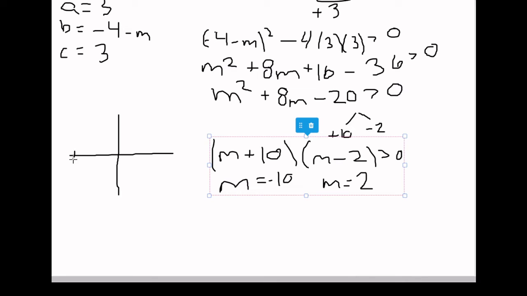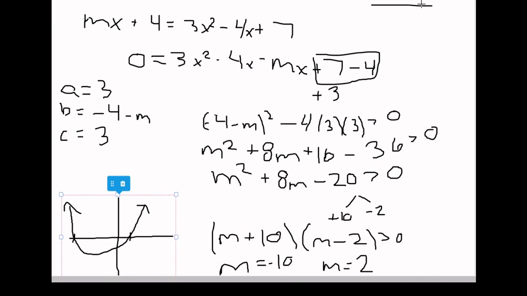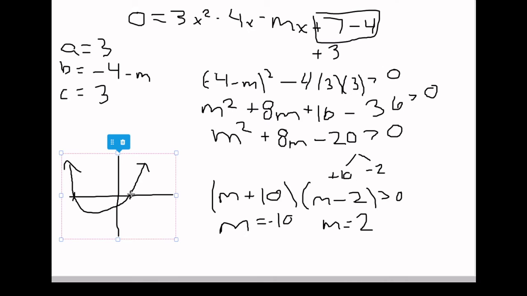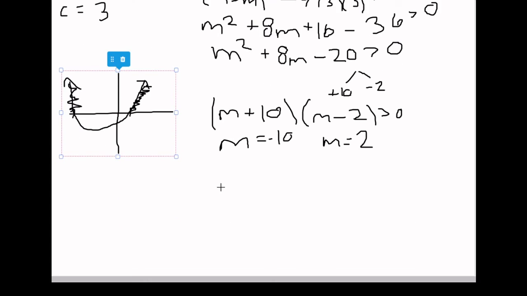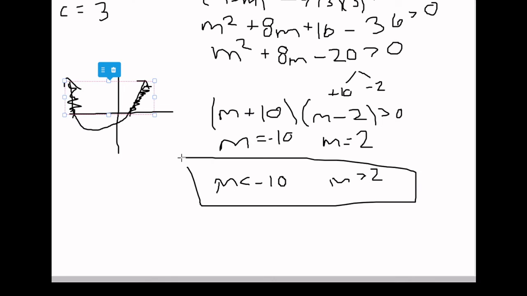We'd have negative 10 over here, 2 right about here, and it's going to be a bit of a thicker parabola. Because our whole equation is going to be greater than 0, these are the arms, greater than our 0 line. So up here and up here, we extend to the left of negative 10, so m is less than negative 10. And we extend to the right of 2, so m is greater than 2. And that's our final answer.